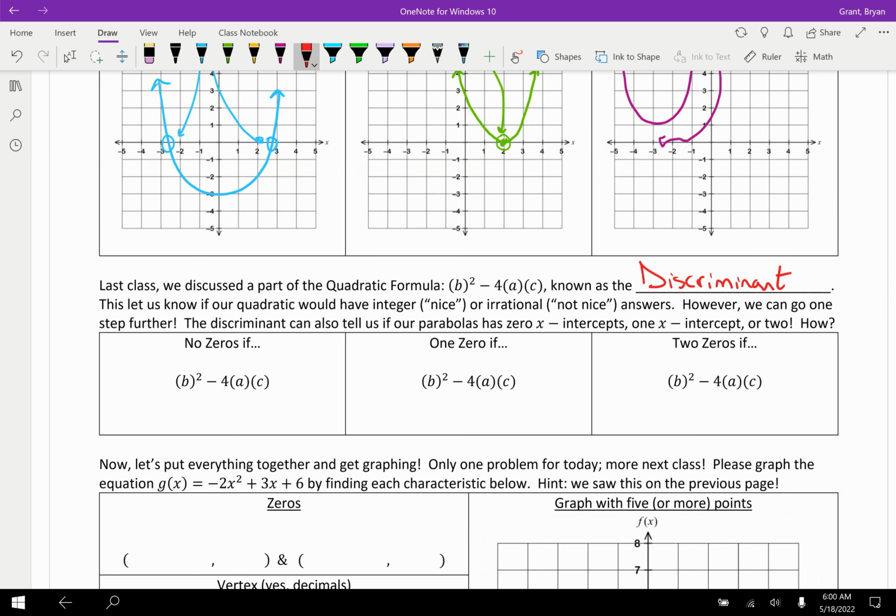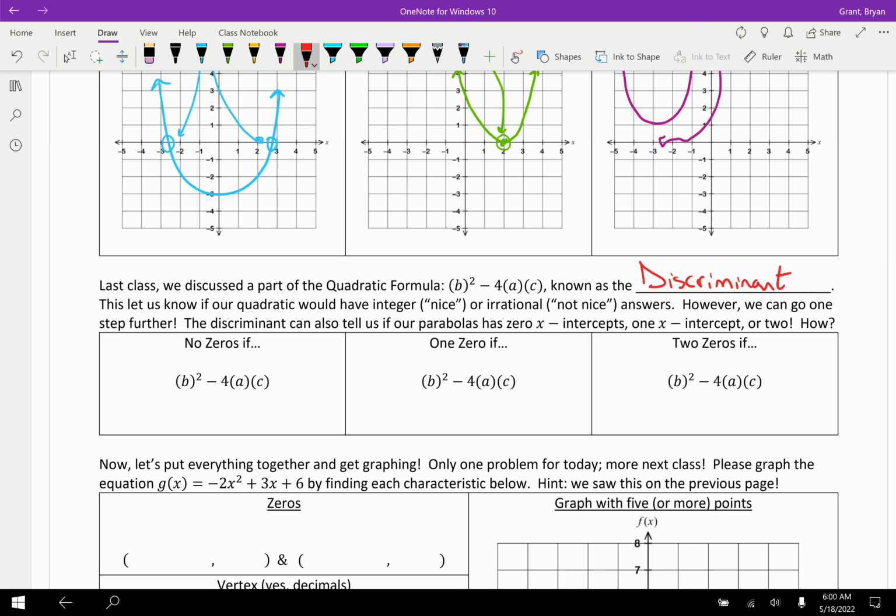We used it last class to decide if our quadratic would have integer, nice numbers, so we could use the box, or irrational, not nice numbers. However, it also tells us one other thing. The discriminant also tells us if our parabola has no x-intercepts, 1 x-intercept, or 2 x-intercepts.